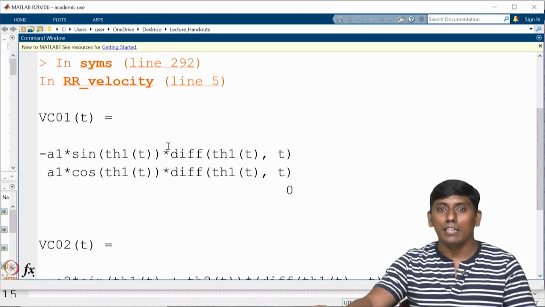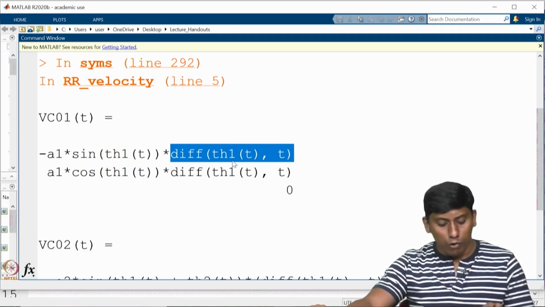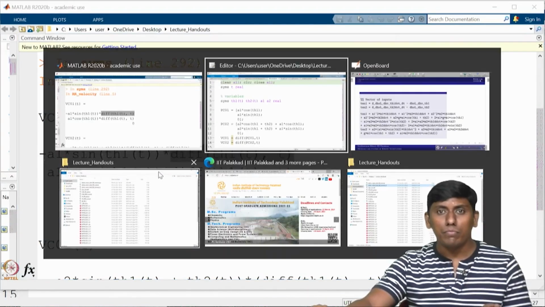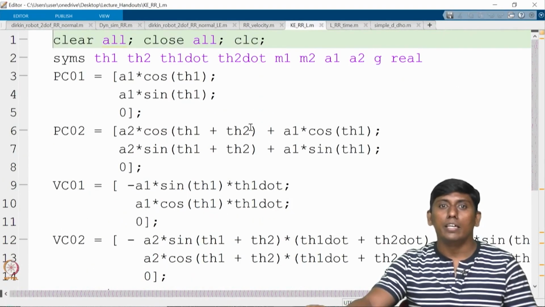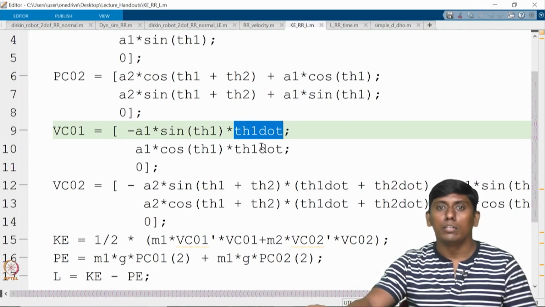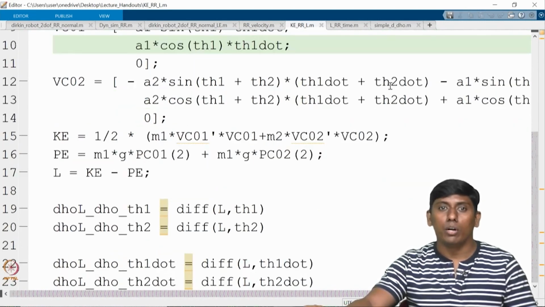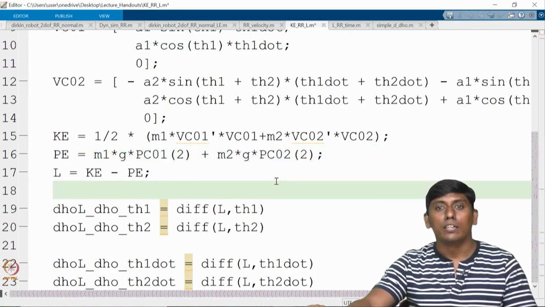So now you can see here, this is giving us a difference, right. So now this difference of theta 1 of t comma t is supposed to be theta 1 dot. So for that I copy this, and I rewrite that here. I copied this and rewrote it as theta 1 dot, and here theta 2 dot, and in the potential energy I said the typo is there. So this is the correction.